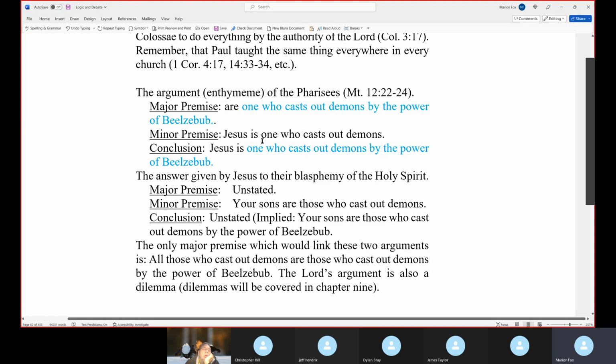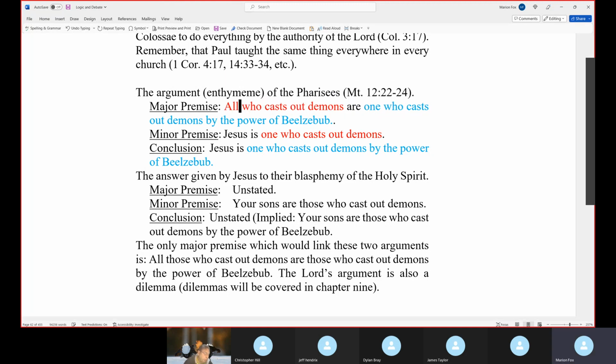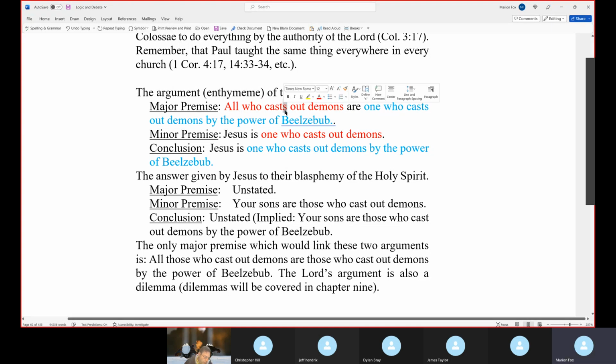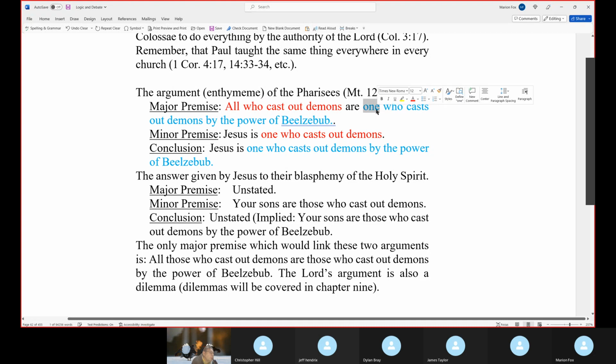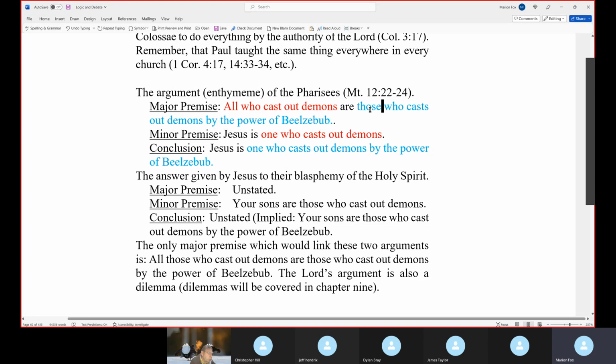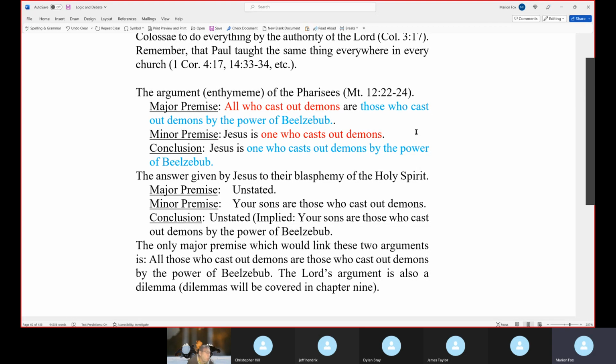Now, we come down here, we can get our one who cast out demons, and we'll make that red. That is your middle term. And we have the word all modifying it, all. So we'll change that one to all. All who cast, and I'll make that verb correct, all who cast out demons are those who cast out demons by the power of Beelzebub. But correct the grammar, make it simply correct. So what they're saying is all who cast out demons are those who cast out demons by the power of Beelzebub. Is that clear? What their argument has to be? Any question?